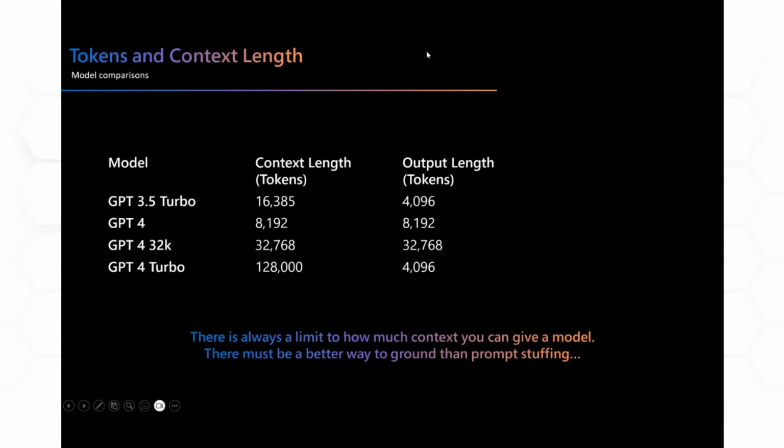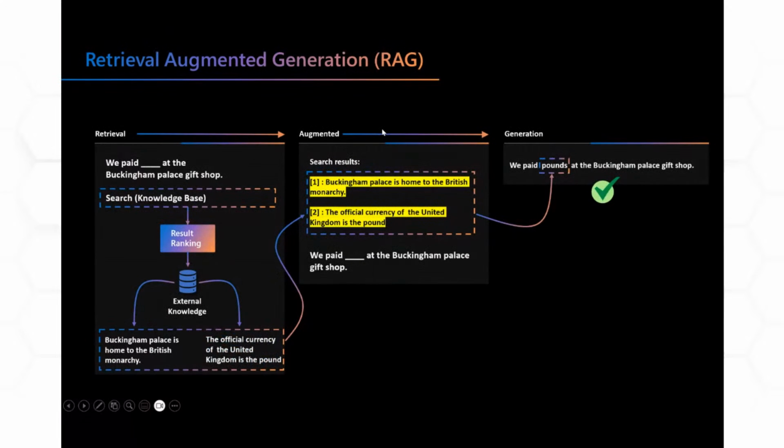Well, yes, and that approach is RAG. Whenever you hear about LLMs, you hear about RAG, which stands for retrieval augmented generation. The retrieval part is doing a search. So if we look at an example where we paid something at the Buckingham Palace gift shop, retrieval means doing a search, getting results and ranking them. So in this case, you get your top K results.